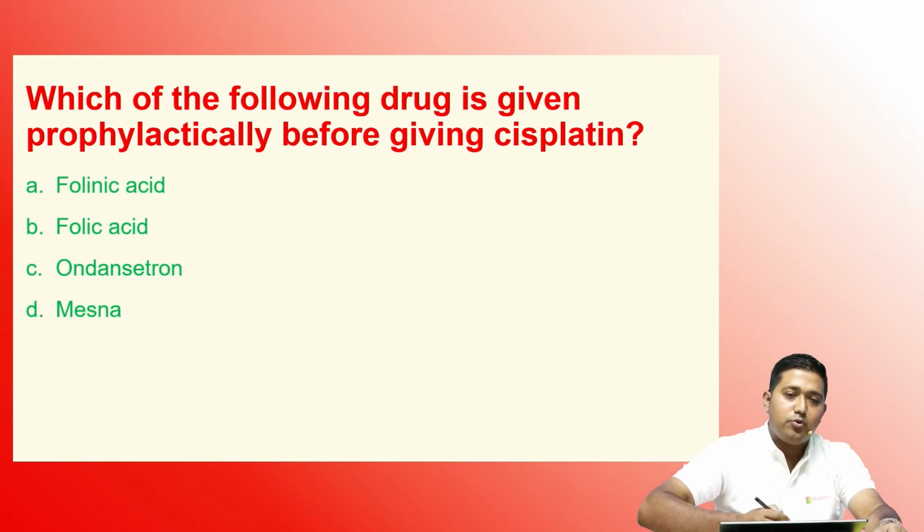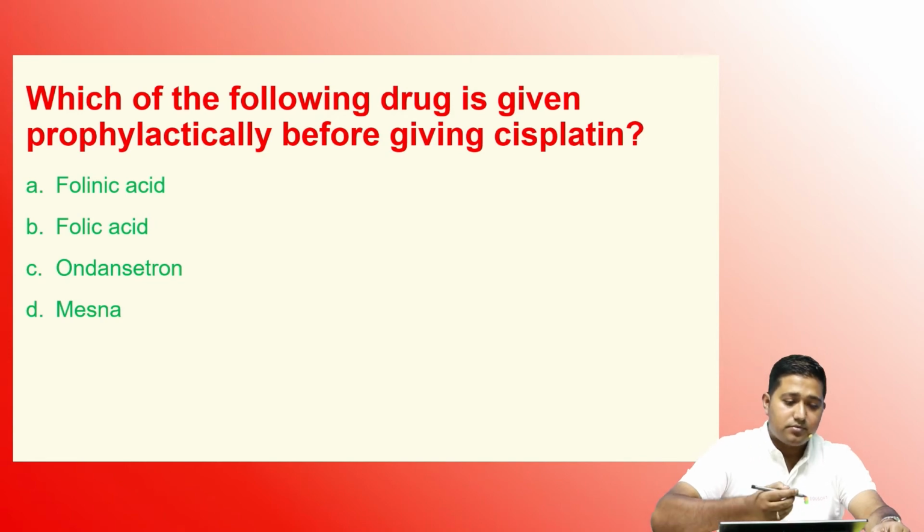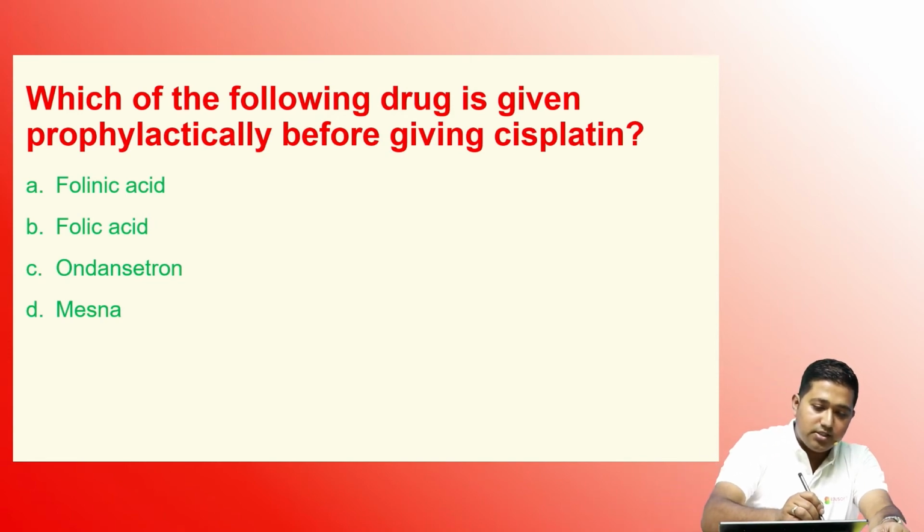If you talk about folinic acid, it is mainly given if a person has received methotrexate. Once you are giving methotrexate followed by folinic acid, you are rescuing all the rapidly multiplying cells like bone marrow cells, epithelial cells, and skin and hair follicles. Because of this, you can go up to a 100-fold increase in the dose of methotrexate. So folinic acid is given with methotrexate.